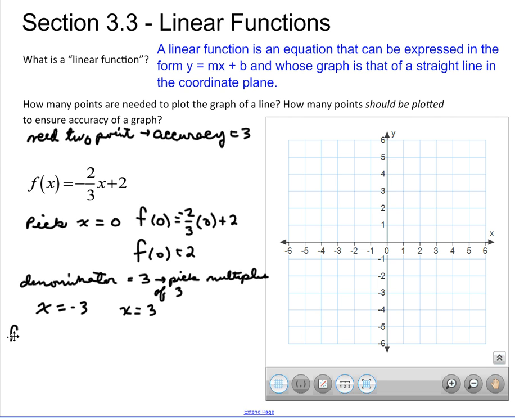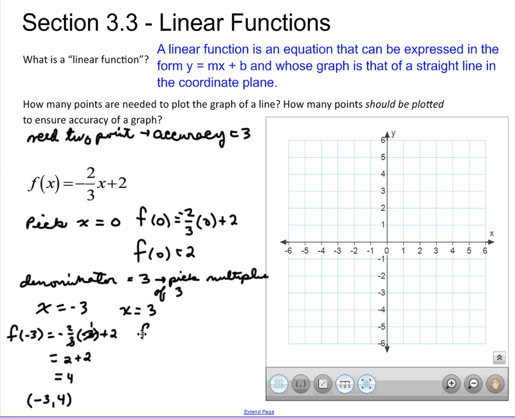All right, let's take a look at what happens at -3 if we substitute that in. f of -3 is going to be -2/3 times -3 plus 2. The reason we wanted to choose 3 is because the denominators cancel. We're left with -2 times -1. So f of -3 is equal to +2 plus 2. The result is 4. This means that we have the coordinate point on our graph of -3, 4.